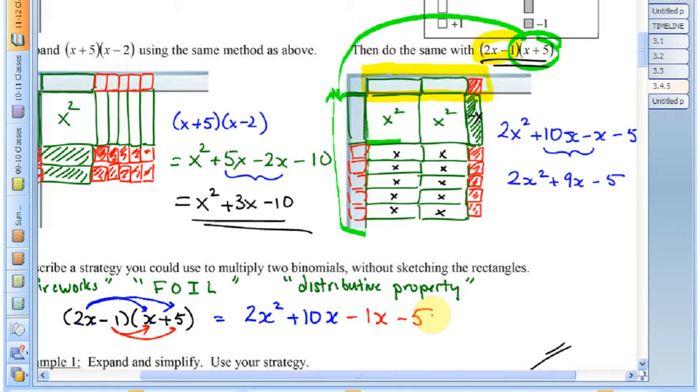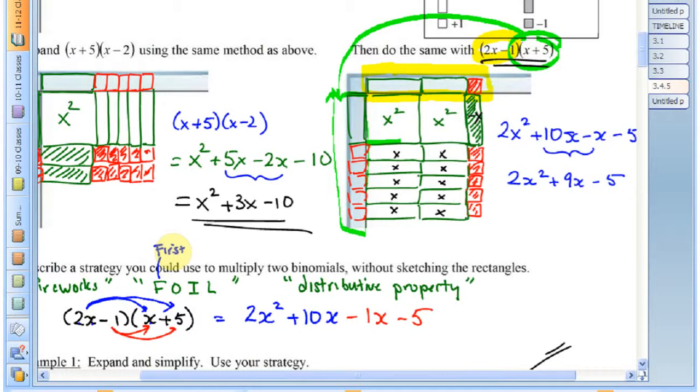It's the same thing. Okay? That's fireworks. What's foil? It's the same thing. Why do they call it foil? What does the F stand for in foil? Yes, Katrina. First. So can you see how I took the first terms of the bracket, the 2x and the x, and multiplied them together to give you 2x squared?